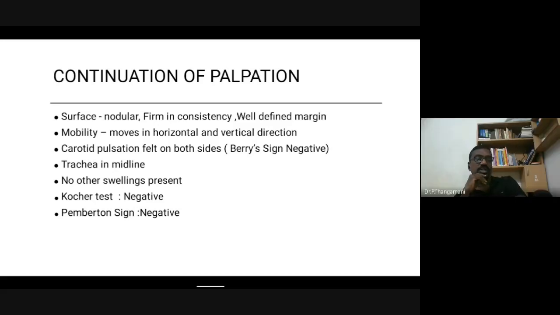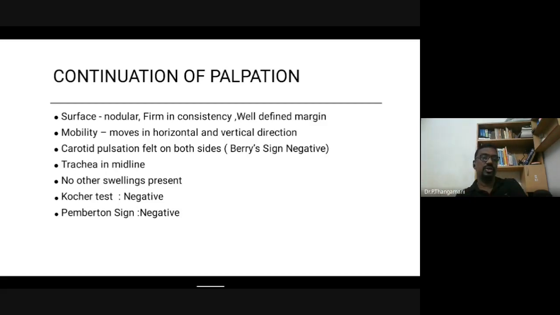Surface is nodular, right? You can be a bit more specific. How many nodules are there on the surface? See, this is how a multinodular goiter should be presented. I tell you, on palpation, no warmth, no tenderness. Inspectory findings confirmed. On palpation, there are a number of nodules. You can tell roughly. On examination, you can pass your finger and see over 4 nodules.